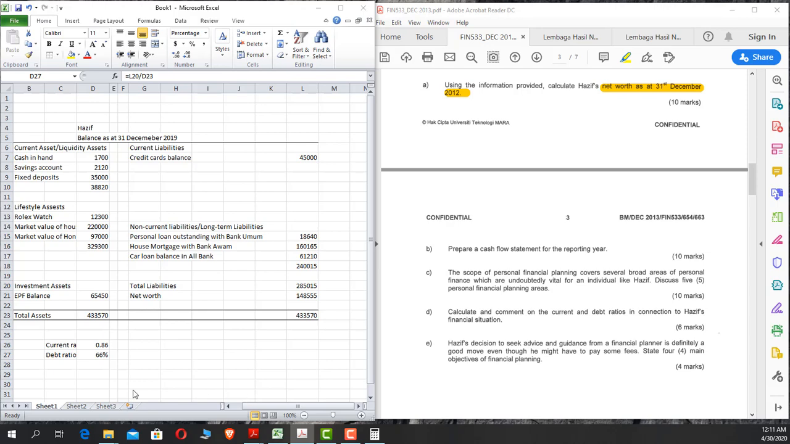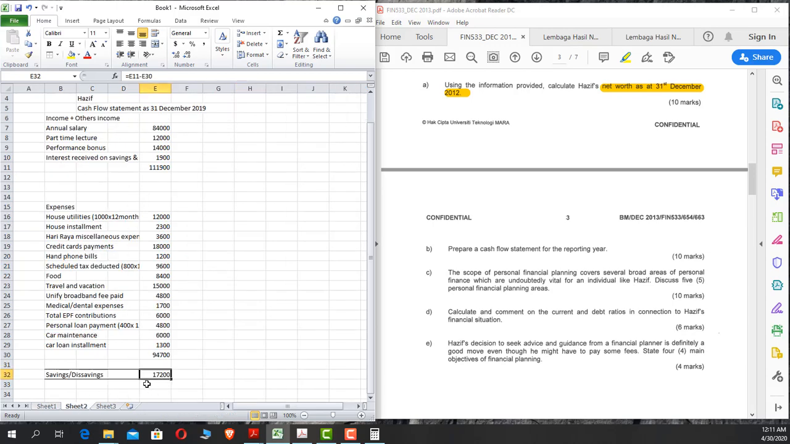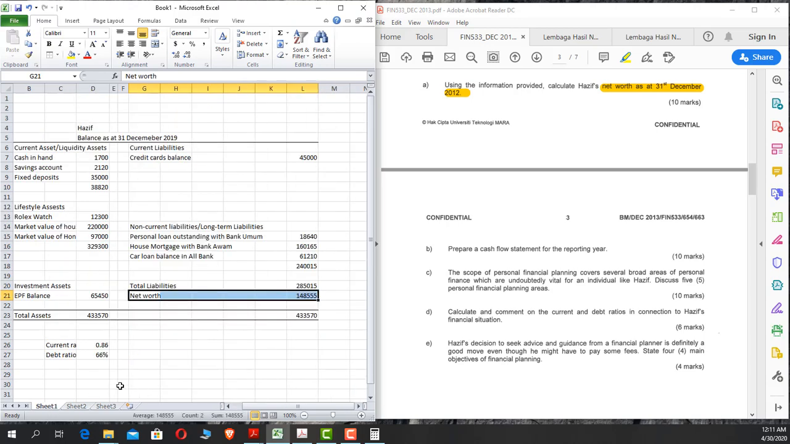Okay, so it's settled based on your balance sheet and the result of net worth, and also based on your result of cash flow statement, and this is your ratio. And then the last the next question based on your part 1. So that's all for the calculation based on financial statement analysis.